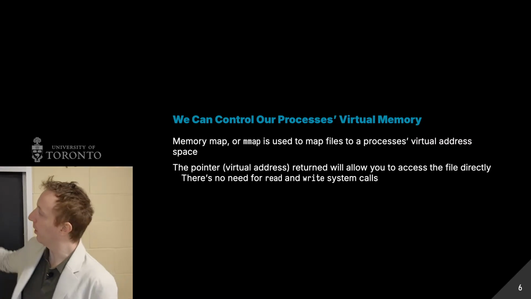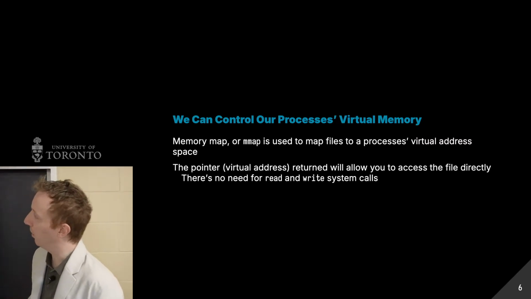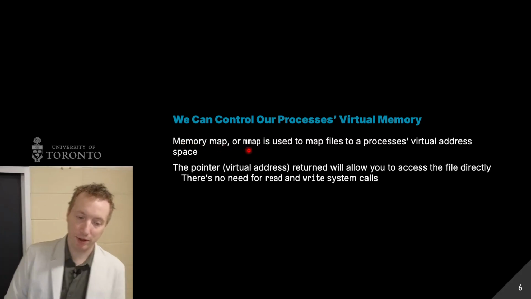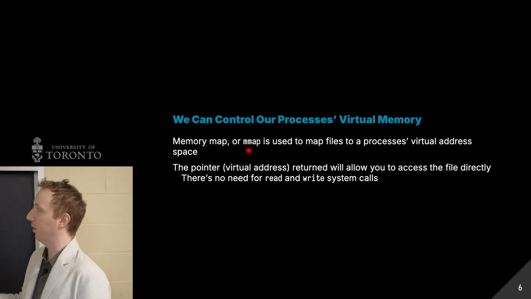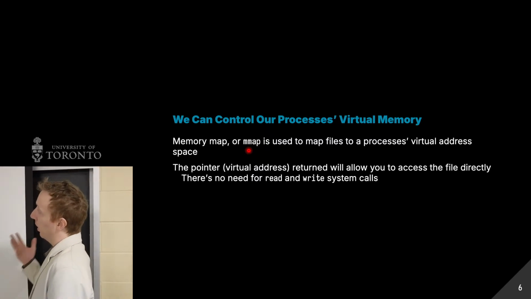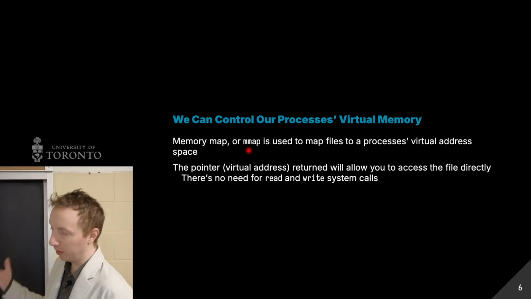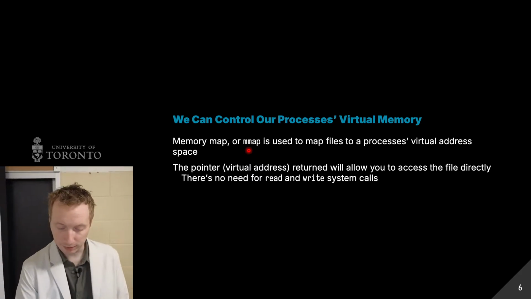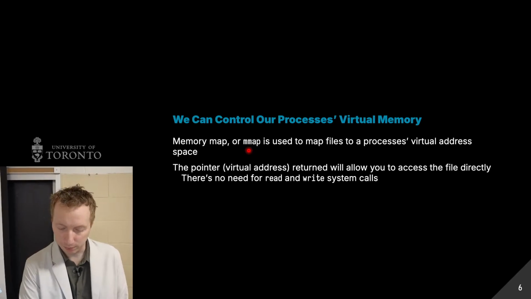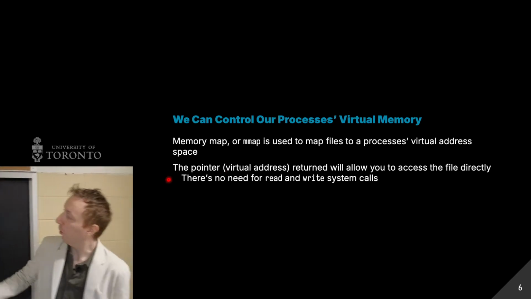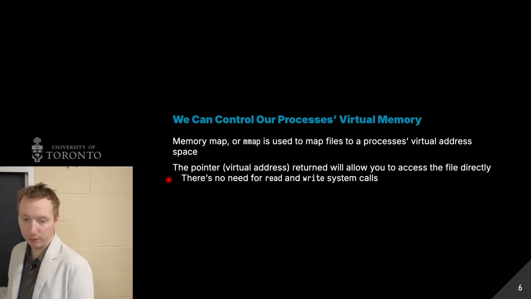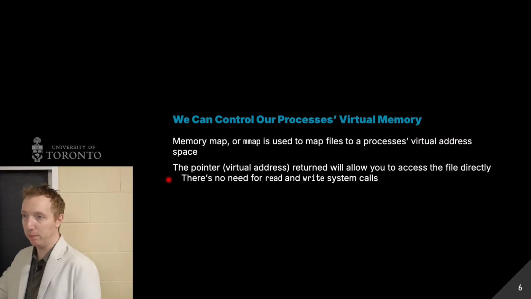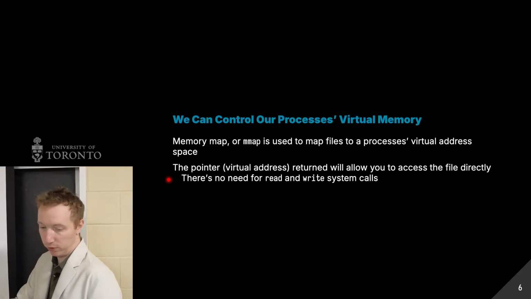So we can use mmap. We can control our process's virtual memory with a memory map, or mmap, system call, and this lets you map a process's virtual address space if you want. And we now know how virtual addresses work. We translate virtual pages to physical pages. Turns out we can do different things. The initial values of the physical pages can be something else. So the pointer it returns, which is a virtual address, allows you to access a file directly if you want to. So you can map your virtual address space to a file.